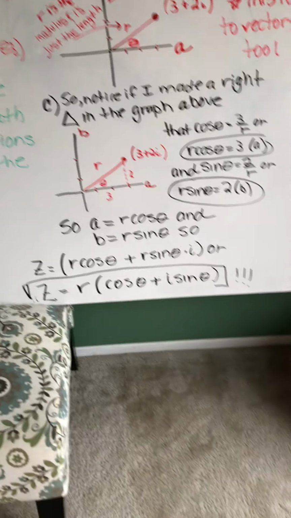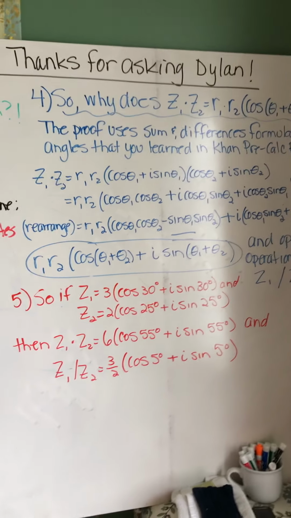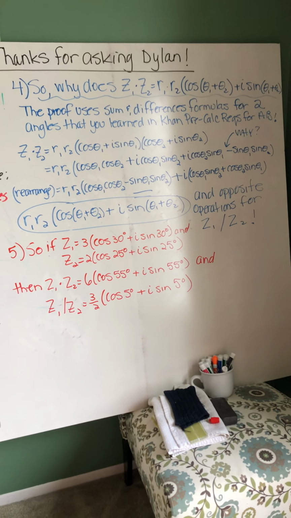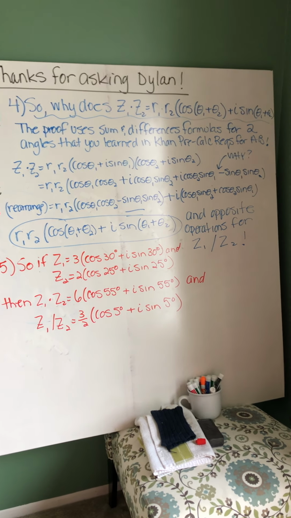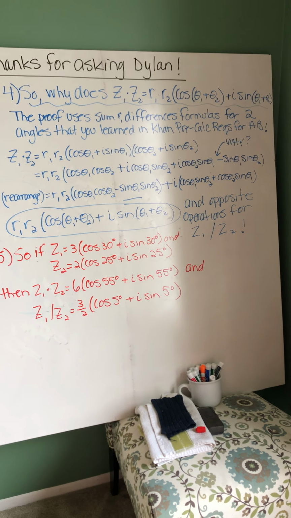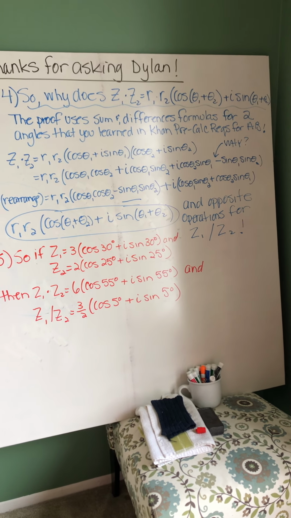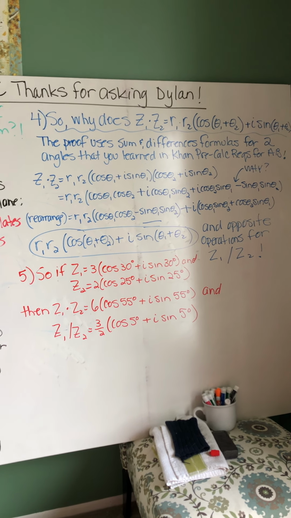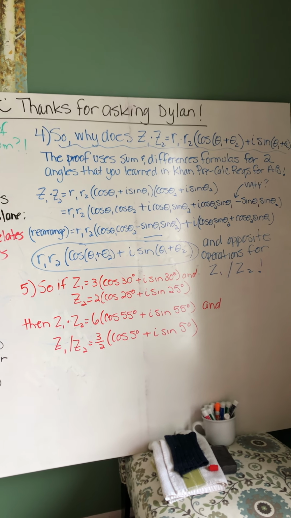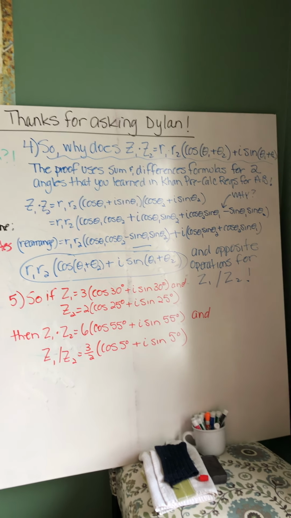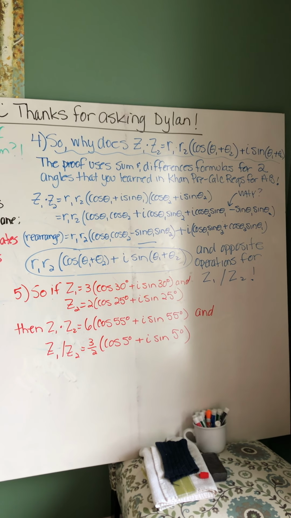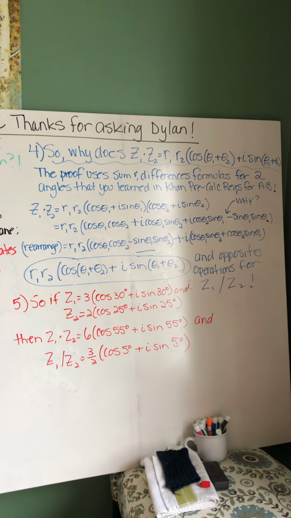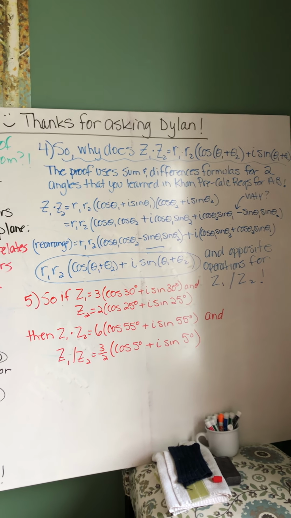All right, so the last question we're going to answer, number 4. I'm so excited when students want to know why. Oh boy, this is a mess. How come if you multiply one complex number by the other, you get the moduli multiplied together and you add the angles? Well, this proof comes from the sum and difference formulas for 2 angles. You learned it in Khan Pre-Calc Recs for AB. So you were doing trigonometric identities, remember that? You had double angles and you had cosine and sine of 2 angles being added and subtracted.